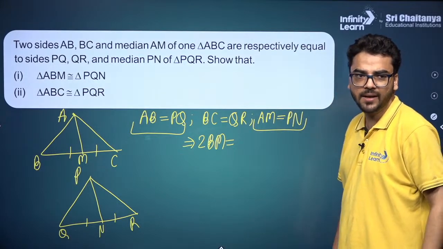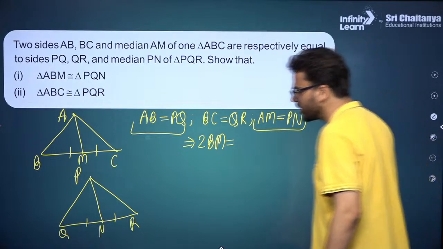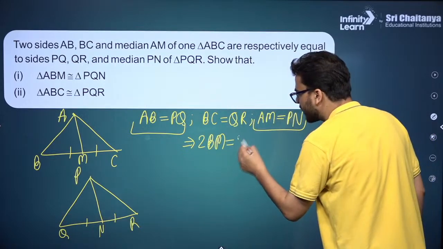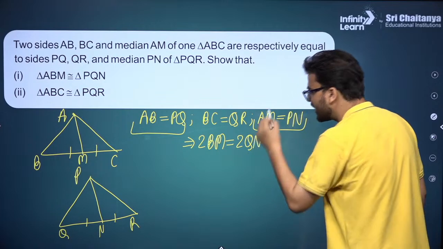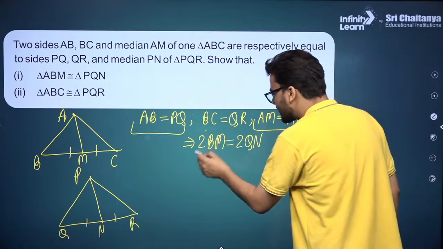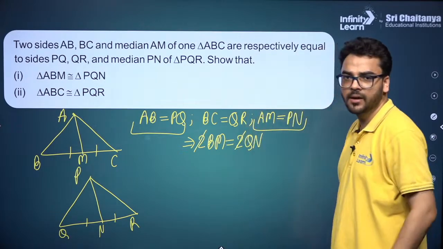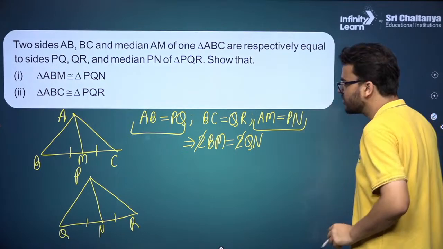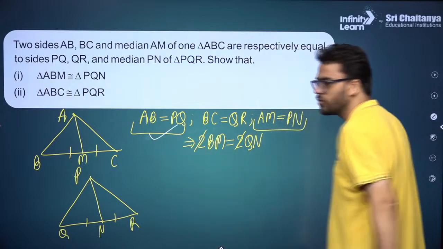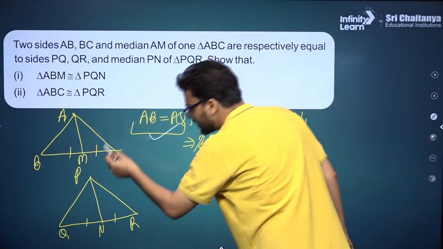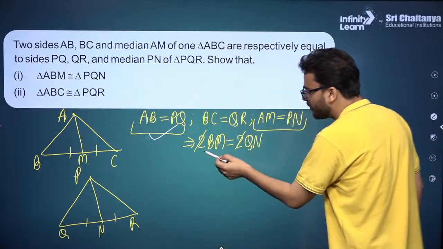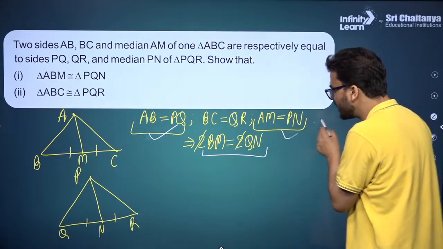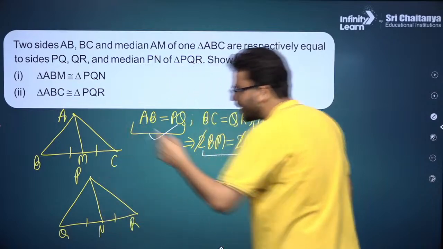In the same manner, in place of QR, I can write 2 times QN over here. Is this clear, guys? So you see, we can cancel out these things or not. So basically, we have got 3 things over here, guys. You see, we have got AB is equal to PQ, we have proved BM is equal to QN, and AM is equal to PN was already given to us.